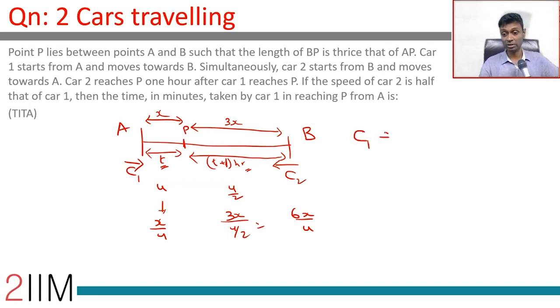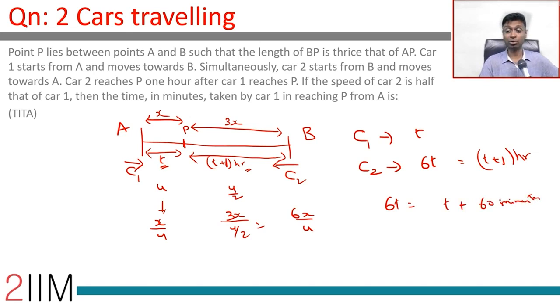Car C1 takes time T. Car C2 should take time 6T. But we've been given this is T plus 1 hour, or 6T equals T plus 60 minutes. If I'm thinking of T in terms of minutes, or 5T equals 60 minutes, T is 12 minutes. So car A takes 12 minutes to reach the point. Car B takes 72 minutes to reach the point. 12 into 6 is 72. 72 minus 12 is 60 minutes, which is 1 hour.